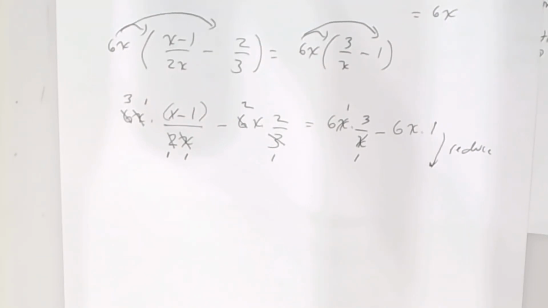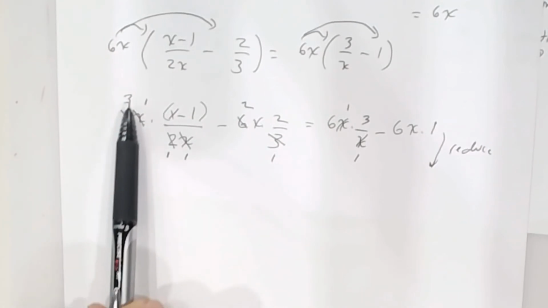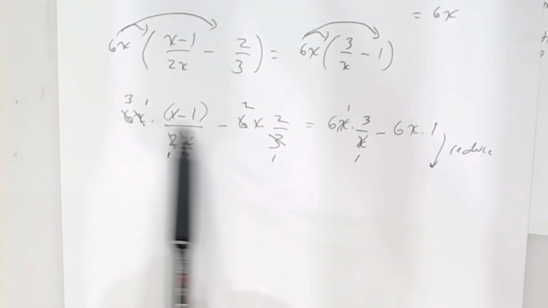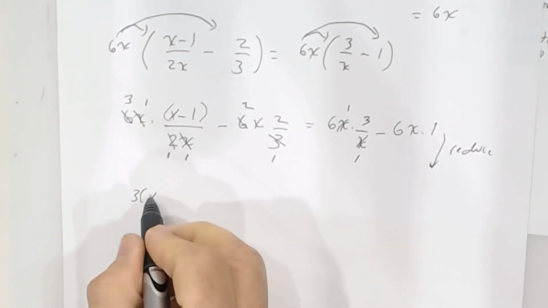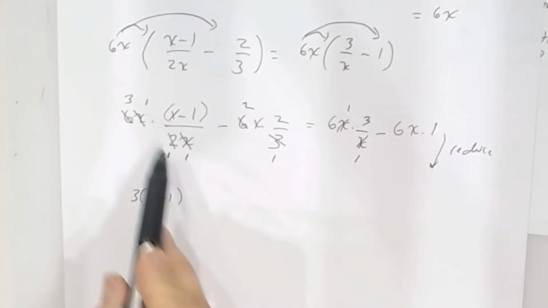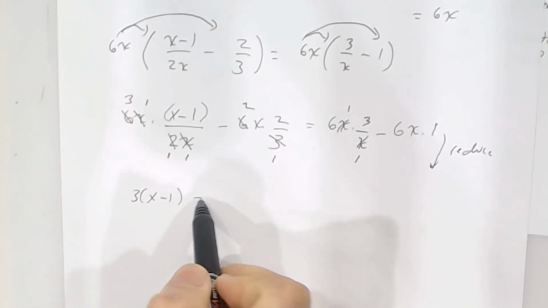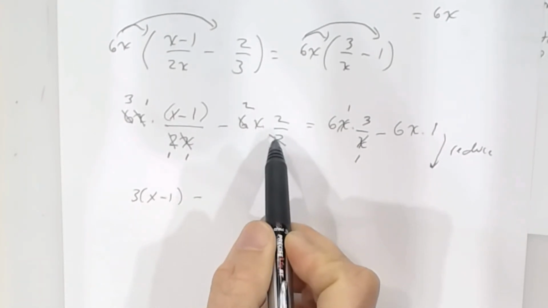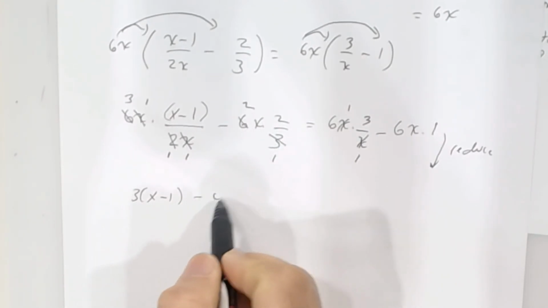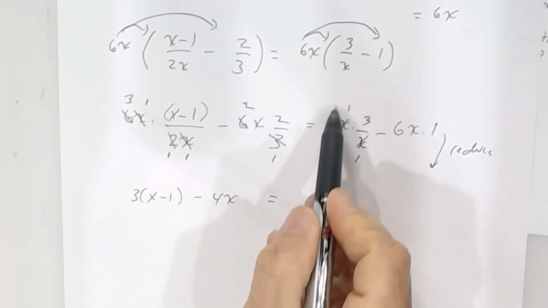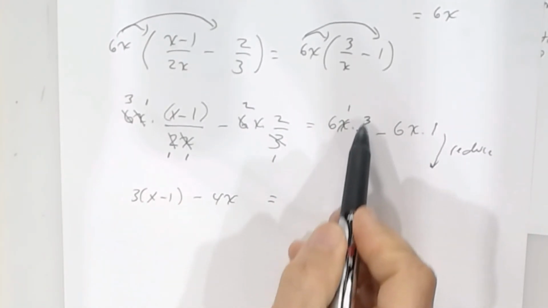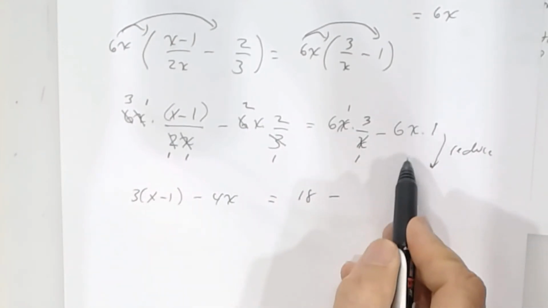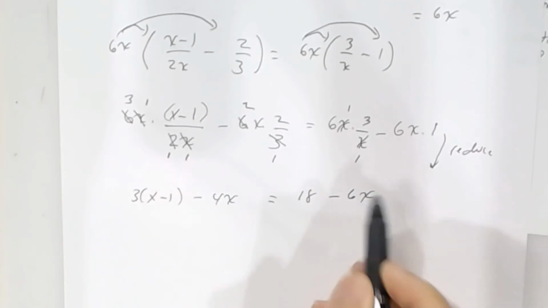Now let's go ahead and rewrite what I have. Notice what I'm pointing to. 3 times 1 is 3. So that's 3 times, in parentheses, what? X minus 1. That's what this is right here. Minus 2 times x times what? 2 is what? 4x. Very good. Equal 6 times 1 times 3 is 18, minus 6 times x times 1 is 6x. That's where I'm at.